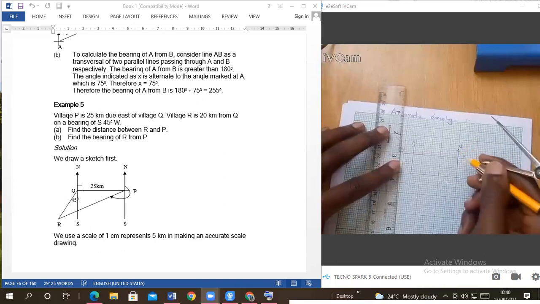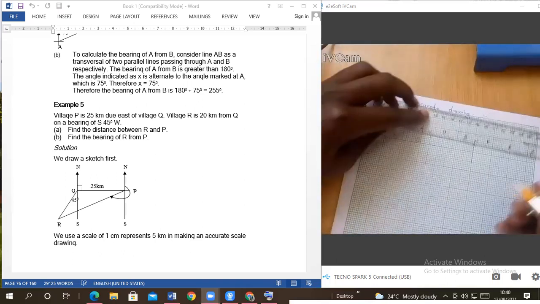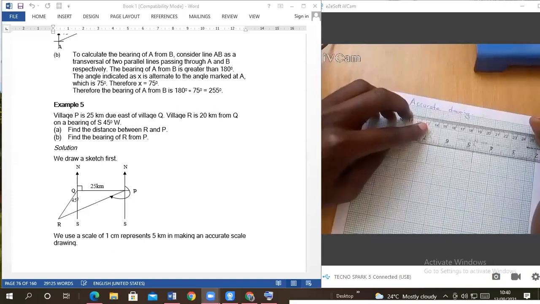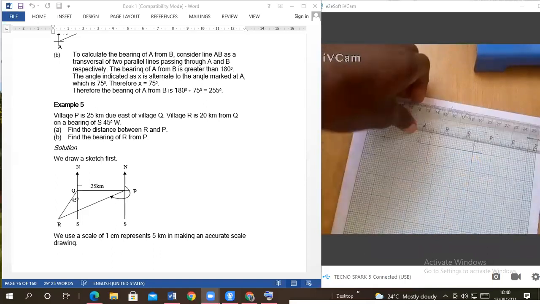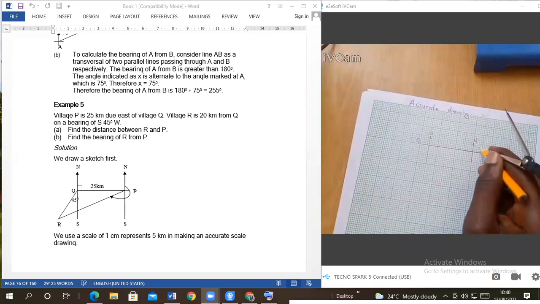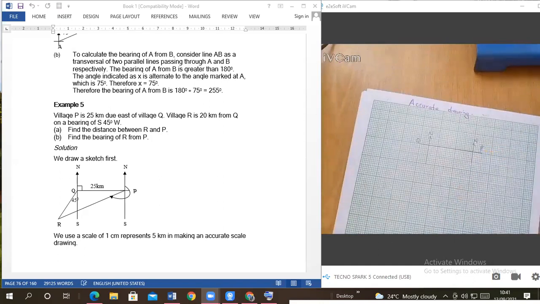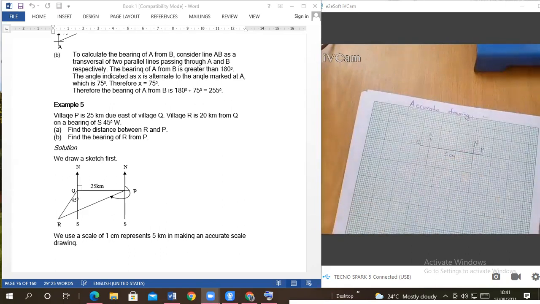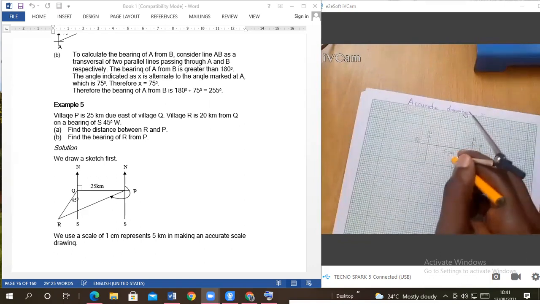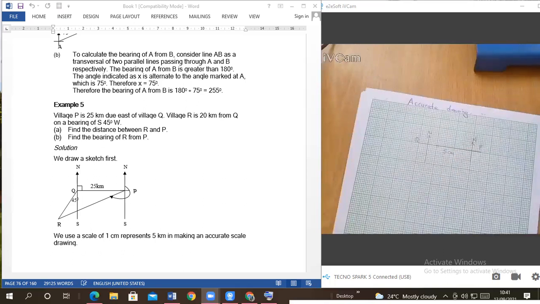This is our north. Join that point. Like that. That is P. The distance is 5 centimeters. Remember, in the sketch, we are writing in kilometers because we could not measure it. Now here, because we measured 5, then you can put it like that. Are we together? Are we through with that?